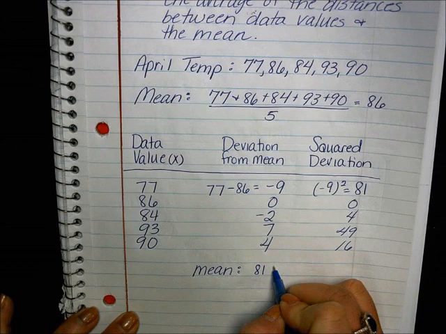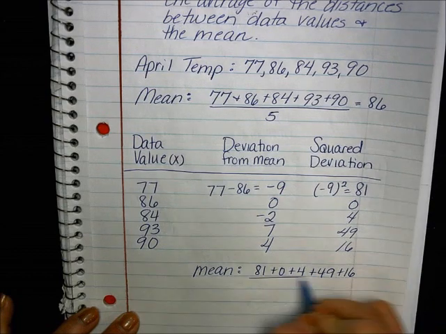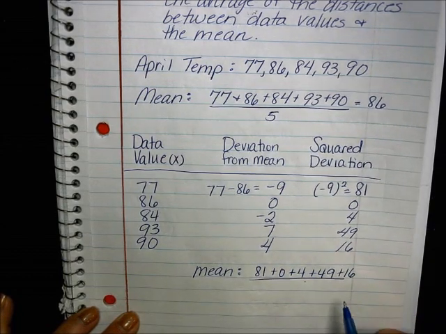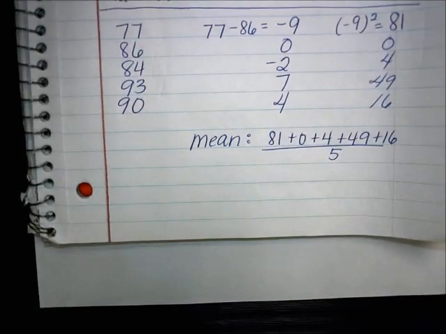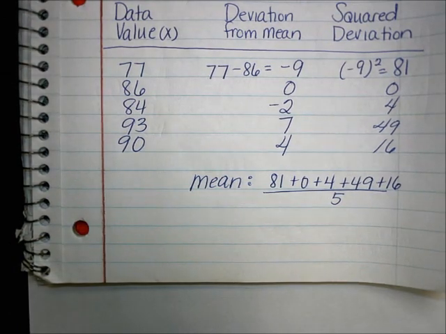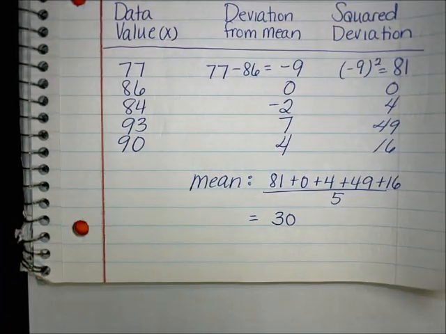So we're going to do 81 plus 0 plus 4 plus 49 plus 16, and then still divide it by 5 of them. Okay. And that'll give us the mean of the squared deviations. If I remember correctly, that comes out to be 30, right? But we still have the same question. So what? What does 30 tell us? 30 tells us that the mean distance of the squares from the mean is 30.